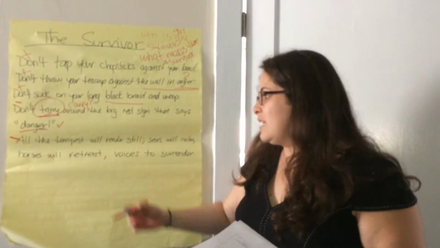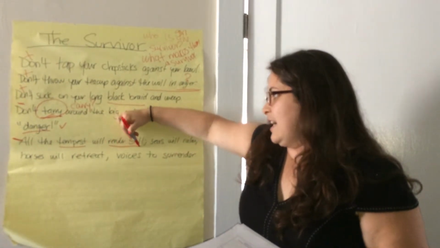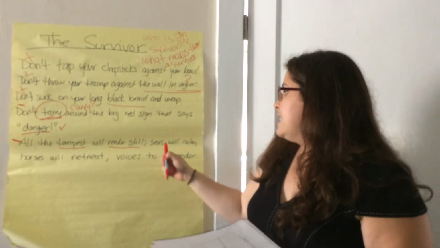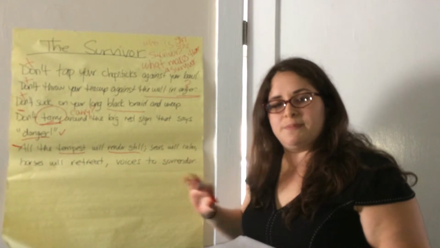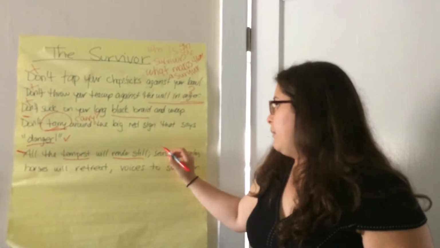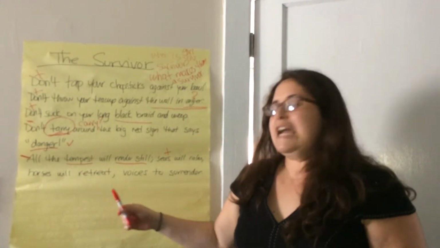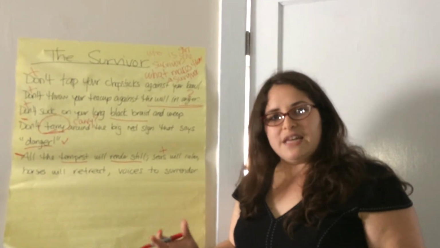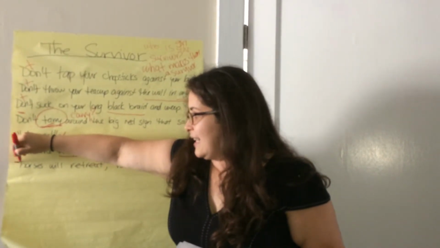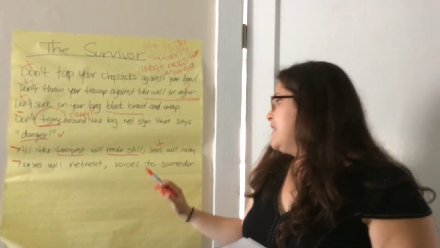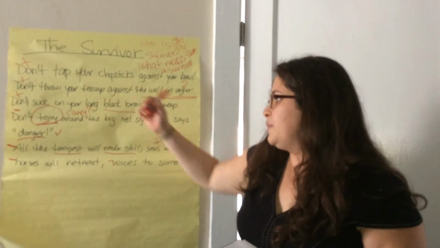What is tempest? I'm not sure what that is. I'm going to underline it. What is render? Render still. I don't know what that means. I'm going to underline it. Seas will calm. Okay, ocean, right? Ocean will be still. I think I understand that. I'm going to put a plus sign here. Horses will retreat. Okay, I understand the logical part of that sentence, but I'm still going to put a minus sign here because I don't understand the concept. And voices to surrender. I'm going to put another minus sign here.